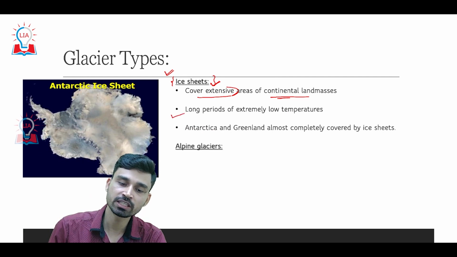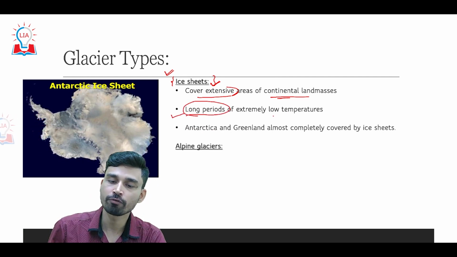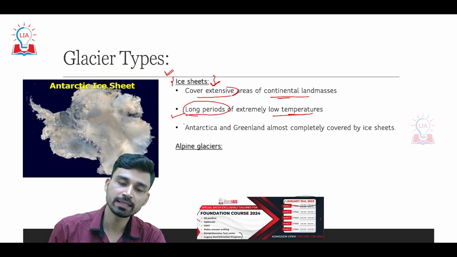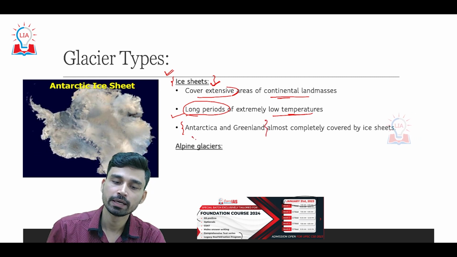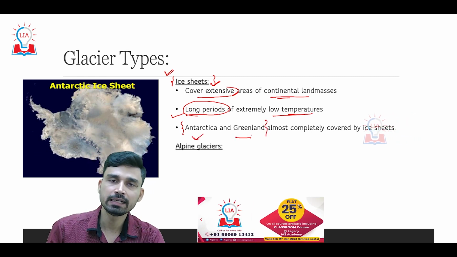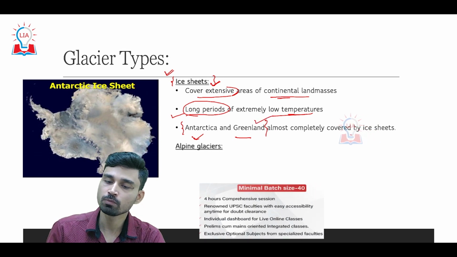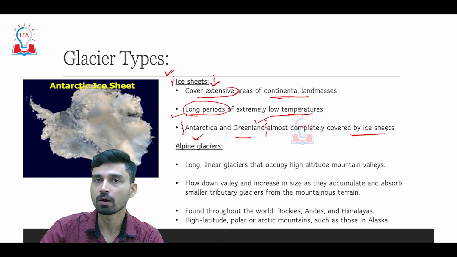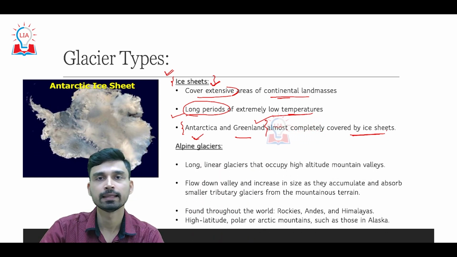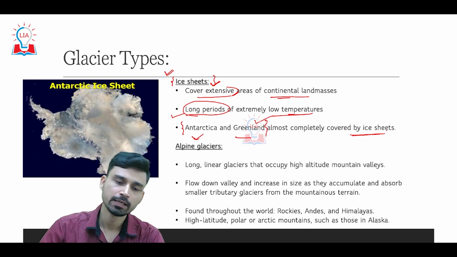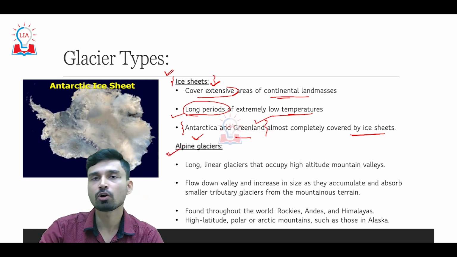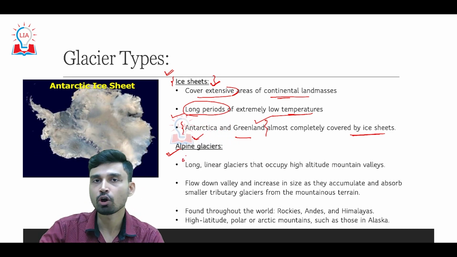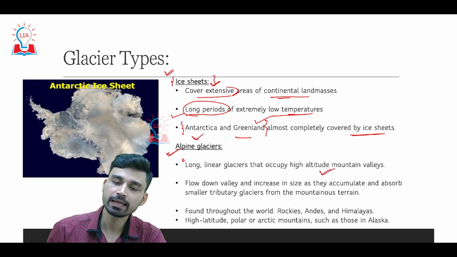It is these areas which experience a very long period of extremely low, sub-zero temperatures. The most common examples of this kind of area are Antarctica in the southern hemisphere and Greenland around the Arctic region in the northern hemisphere, which are almost completely covered by ice sheets. Not only that, we also find glaciers in the mountainous environment if the altitude is so high that the temperature becomes less than 0 degrees Celsius. In that situation, the glaciers that develop are called alpine glaciers, and alpine glaciers are long and linear in shape, and they occupy high altitude mountain valleys.